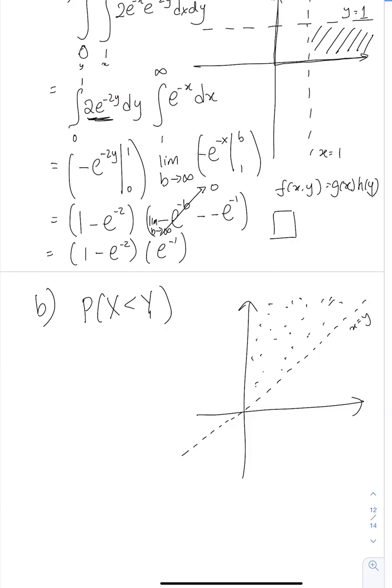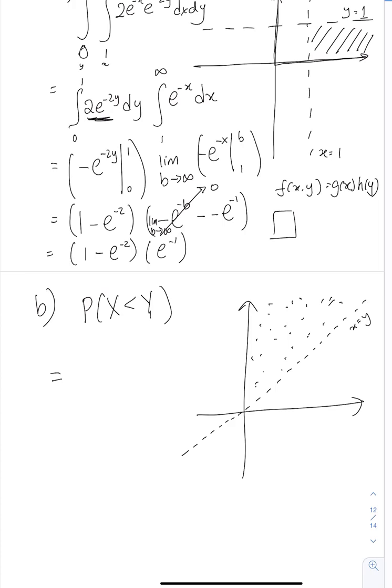In this dotted region, not including the line x equals y, you have to integrate the joint density over that dotted region. How do we do that? I didn't even include anything else from anywhere else because the joint density is 0 outside of the first quadrant.